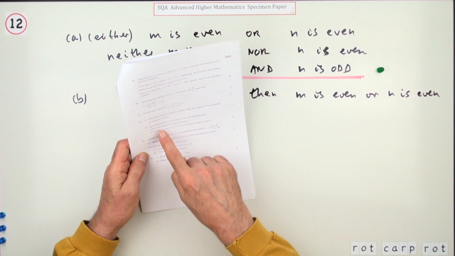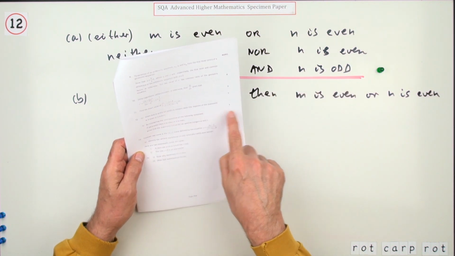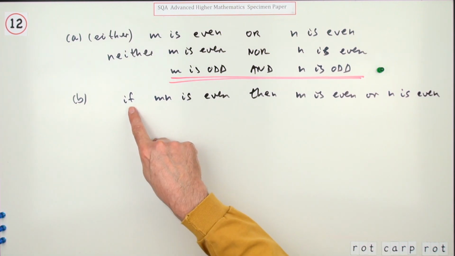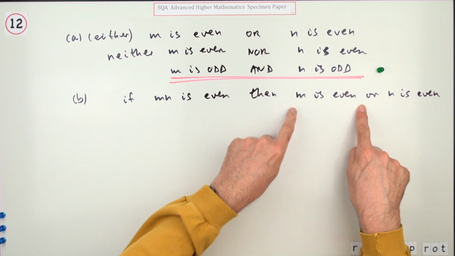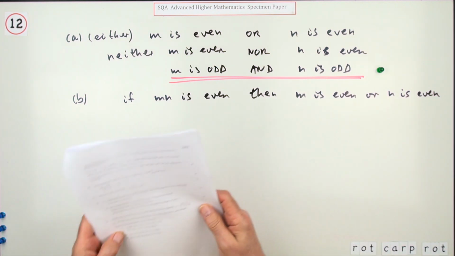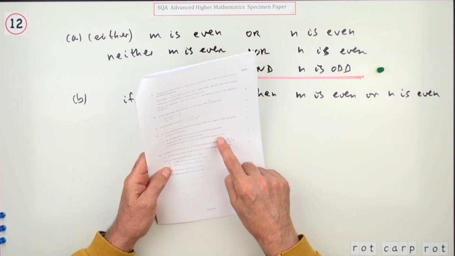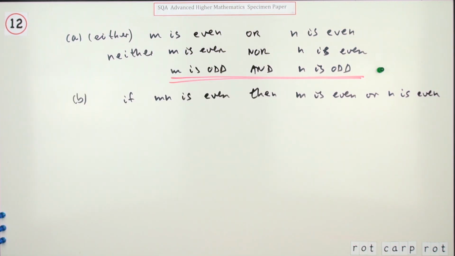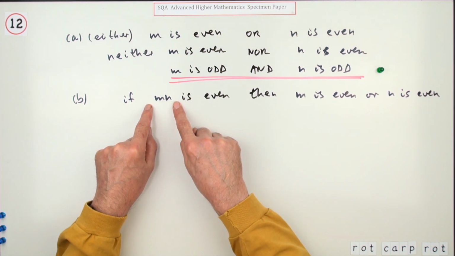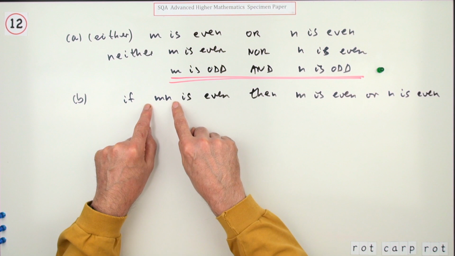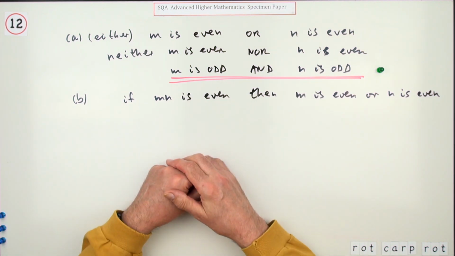Now, part B, by considering, so that means you've got to do it this way, by considering the contrapositive of the following statement. If Mn is even, then M is even or N is even. Prove that the statement is true for all positive integers M and N. That's just equivalent to saying, if you multiply 2 integers and the product is even, then one of them must have been an even number. But you're not to prove it directly, it says you have to use the contrapositive.